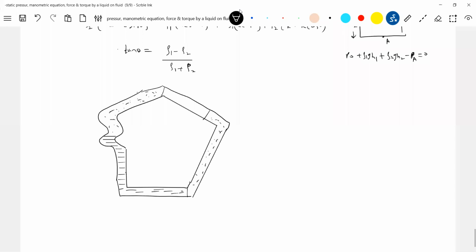is filled up by liquids. So this will be row 3. This will be row 2. Row 1. And this is row 1.